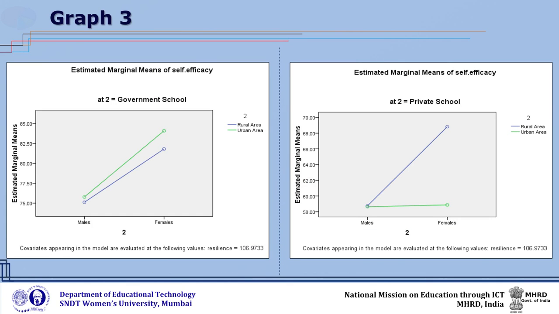From these graphs, it can be said that female students studying in government schools situated in urban area had higher self-efficacy than those studying in government schools situated in rural area. On the other hand, female students studying in private schools situated in rural area were found to have higher self-efficacy than those studying in private schools situated in urban area.